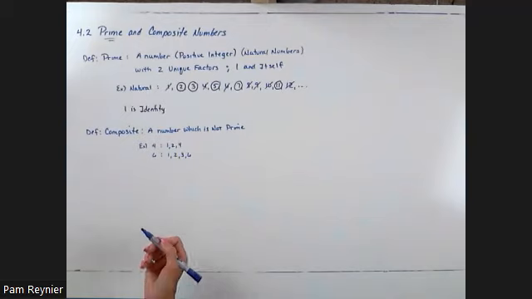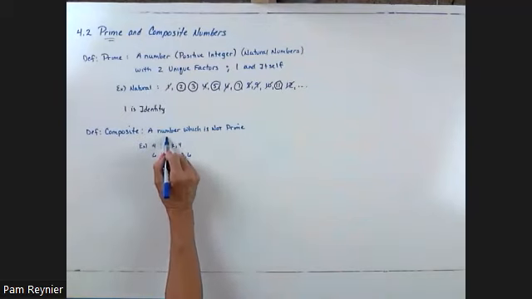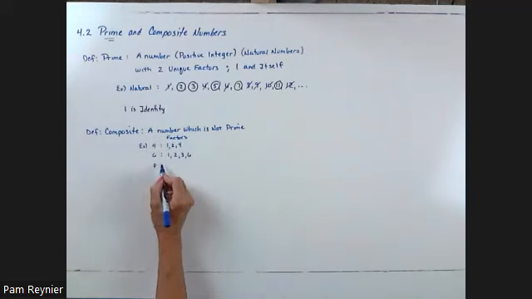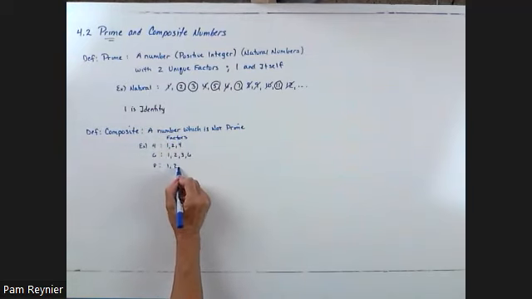Okay, similarly, the factors of 8. So if I list these as factors, 8, what goes into 8? 1 goes into 8, 2 goes into 8, 4 goes into 8, 8 goes into 8. So you've got the idea. So anything that's not prime is considered composite.